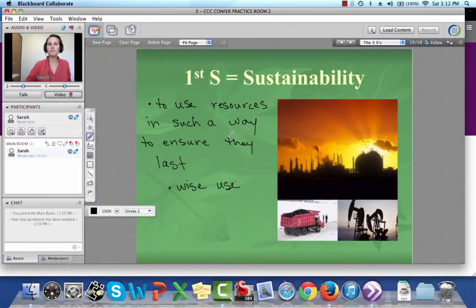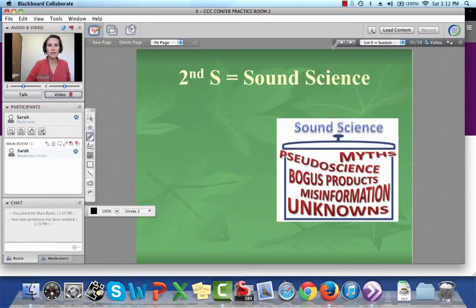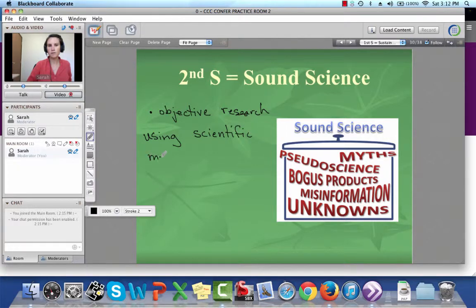Okay, this is obviously very important in conservation, to have a sustainable use of that resource, making sure that it's going to last in the long term. So that's the first S. The second S, sound science. What is sound science? Sound science is basically objective research using the scientific method.